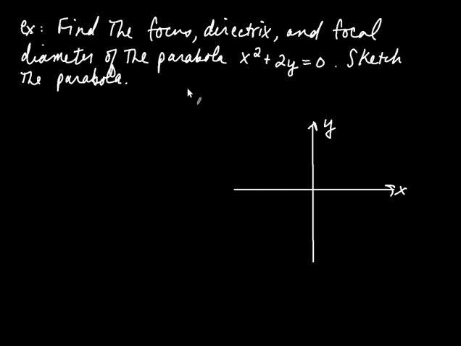Okay, so let's find the focus, the directrix, and the focal diameter, and we'll see what that is in a moment, of the parabola x squared plus 2y equals 0, and then sketch the graph of the parabola. Okay, so the first thing you want to do is put this in standard form.